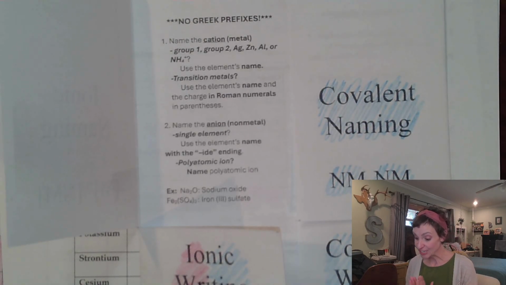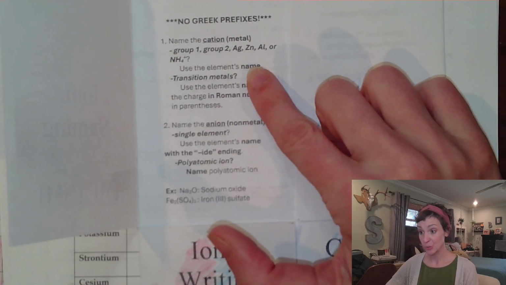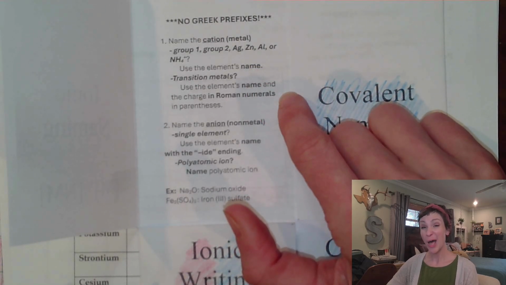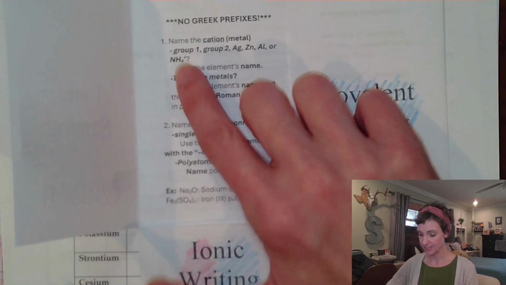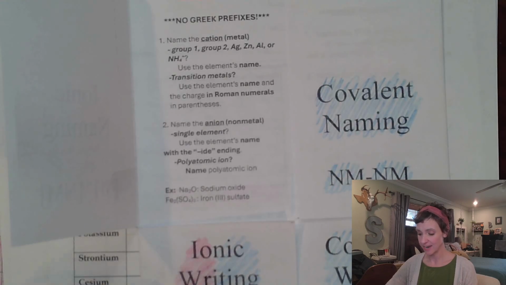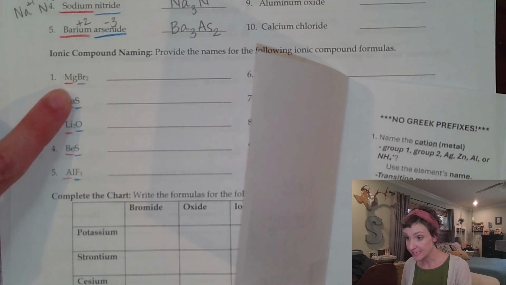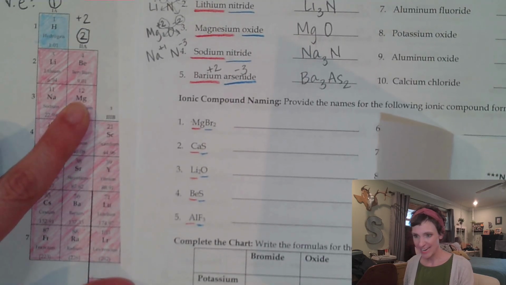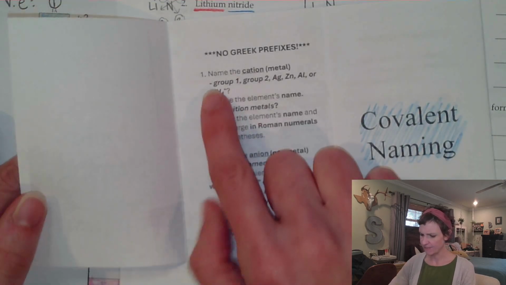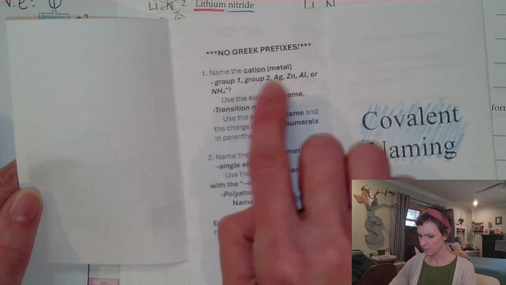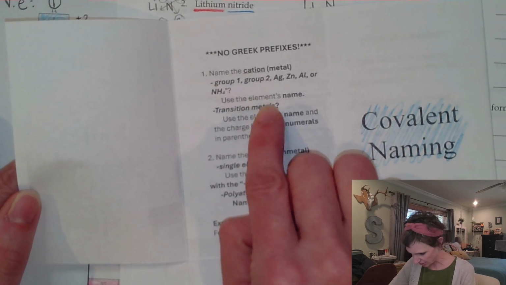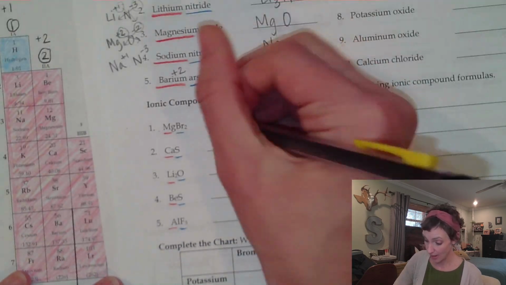Okay, the first step is we name the cation, the metal. It says group 1, group 2, silver, zinc, or aluminum, or ammonium, that positive polyatomic ion. If I have those, I just use the element's name. Okay, let's see for the first one. I got magnesium. Where is magnesium at? He's in group 2. So they're saying if I am any one of these, yeah, I'm group 2. So they're saying just use the element's name. Okay, he's magnesium, so I will write magnesium.